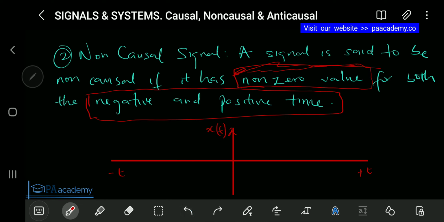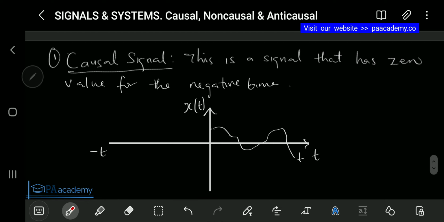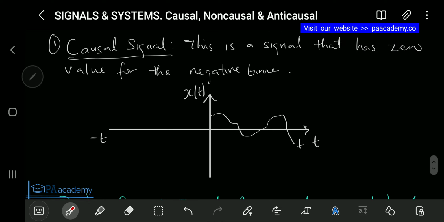So if you have a signal, that means it's going to extend either from positive to negative or negative to positive, but it's going to occupy from the negative to positive. Exactly. All right, so this is just what the diagram for non-causal will look like. So if you compare it now with causal, you can see that for causal it has 0 value for the negative time. Now you can also say that it has non-zero value for the positive time. I hope you get what I'm saying.